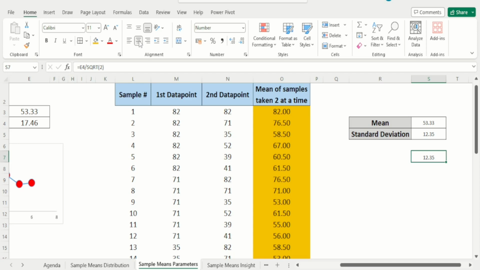The only caveat you have to bear in mind is to make sure that you enumerate all possible samples that you can take. For instance, if we were to do this exercise with 3 data points per sample, remember that for the population size of 6, the first data point can be selected in 6 ways, the second data point can also be selected in 6 ways, and the third data point could also be selected in 6 ways, giving you a total combination of 216.